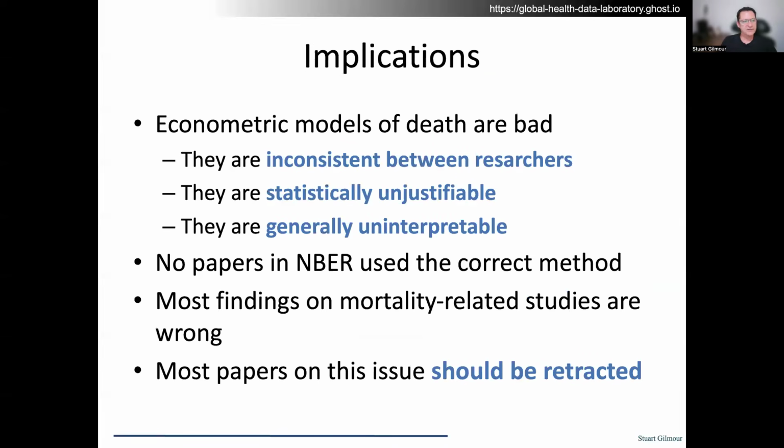And the implications of this are quite bad, because these models of death in econometrics are very bad. They're inconsistent between researchers. They're not statistically justifiable, and they're generally not interpretable. I could not find a paper in the NBER which used the correct method for analyzing mortality data. So what you should be assuming if you're reading econometric models is that most of the findings on mortality-related studies in those models are wrong. And I think most of these papers should be retracted.